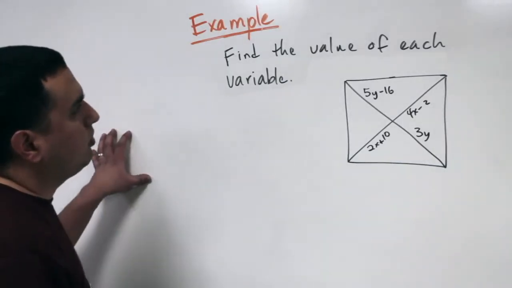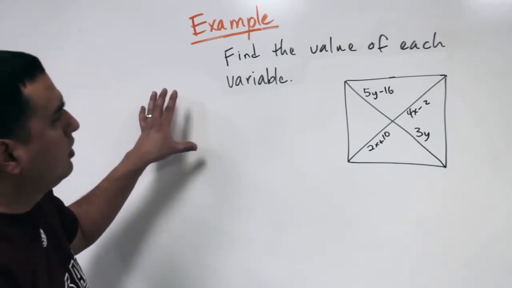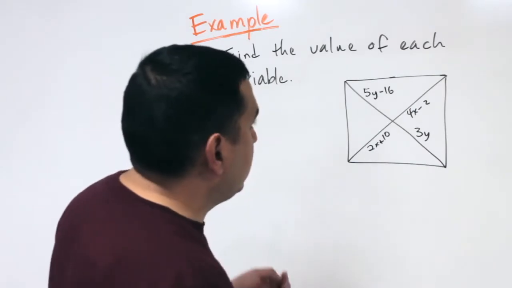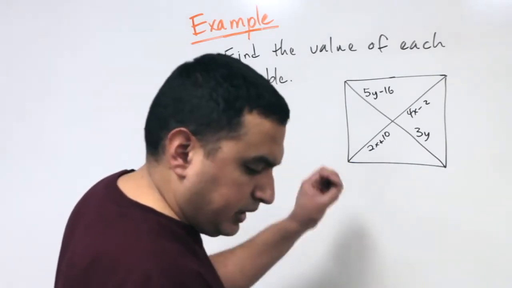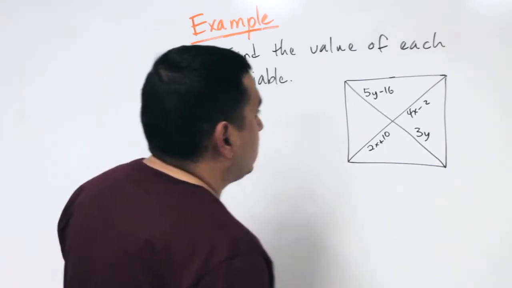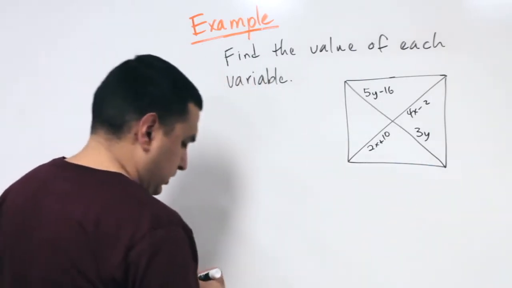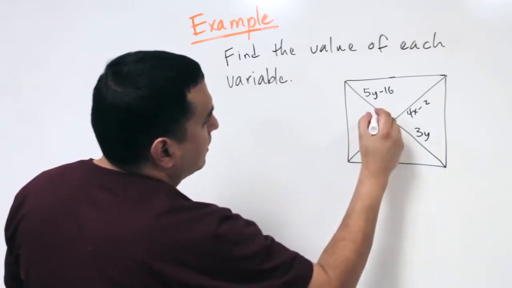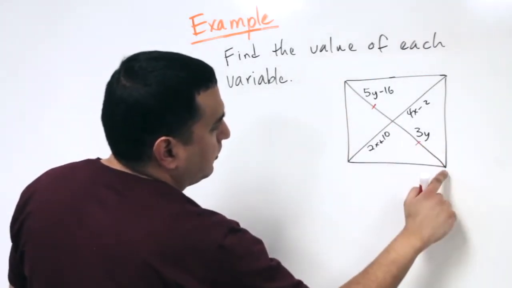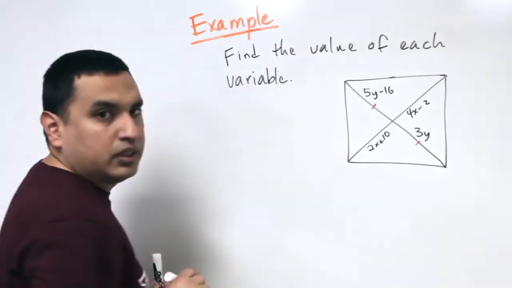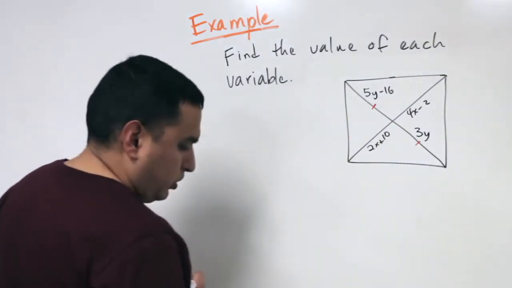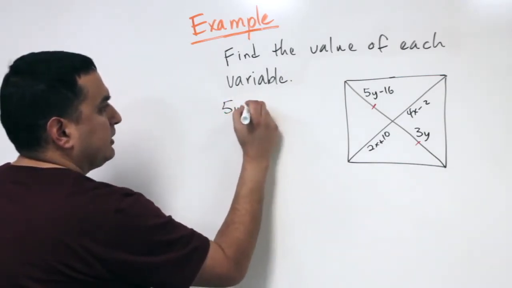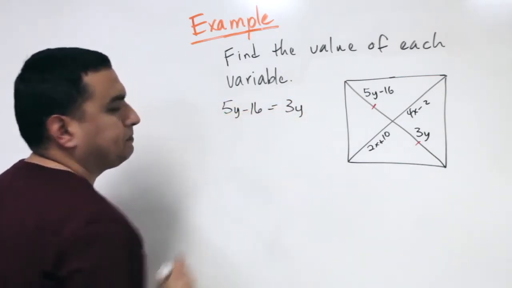Alright, for this example, we have these diagonals that are drawn, and the theorem says that the diagonals bisect each other. So that tells me that this piece right here, from this vertex to that intersection point, has to be equal to this opposite vertex to that intersection point as well. So I'm going to go ahead and solve for y first by setting 5y minus 16 equal to 3y.